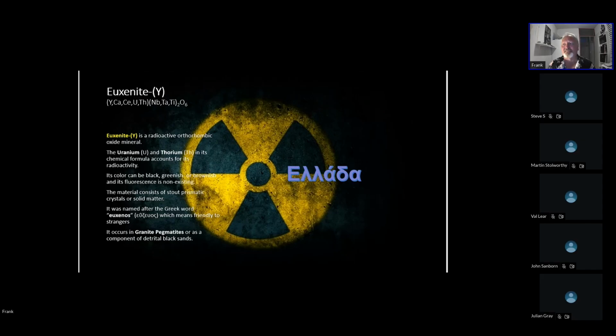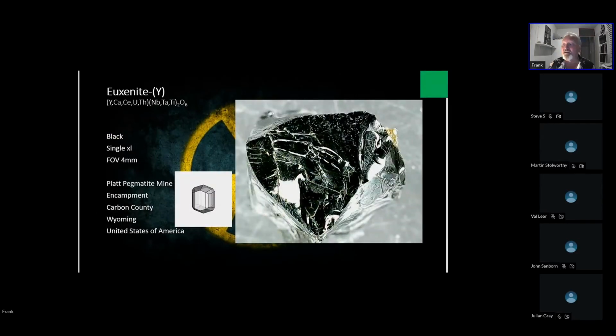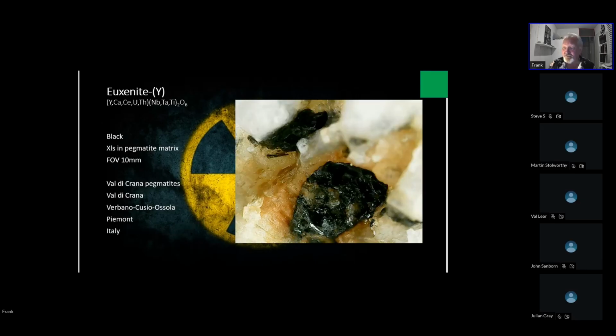Euxenite-(Y), or euxenite Y, is an orthorhombic oxide mineral, and it has uranium as well as thorium in its formula. The color can be black, greenish, or brownish, and there is no fluorescence. The material consists of stout prismatic crystals or solid matter, and it was named after the Greek word euxenos, which means friendly to strangers. It occurs in granite pegmatites or as a component of detrital black sands.